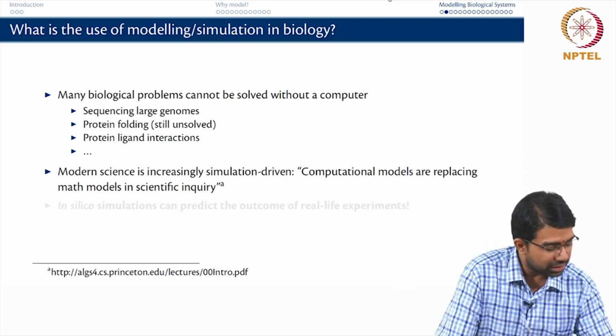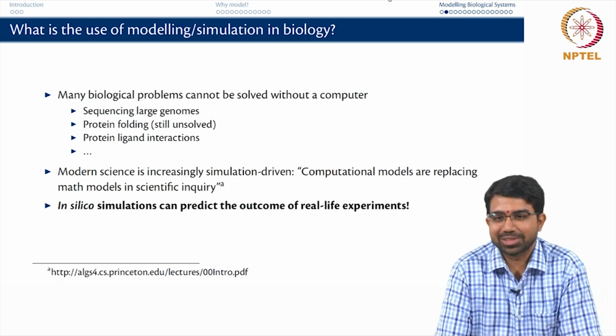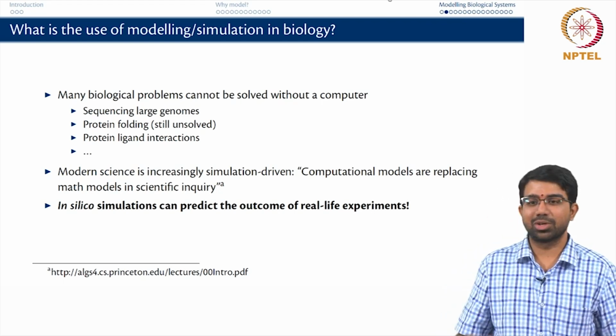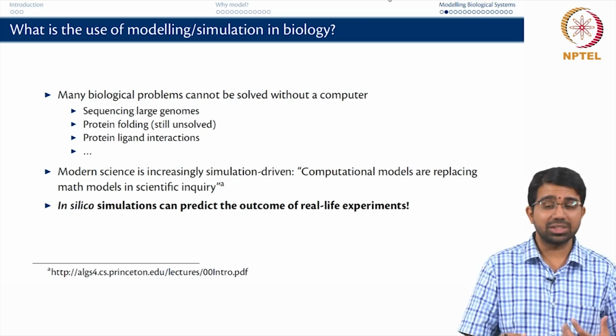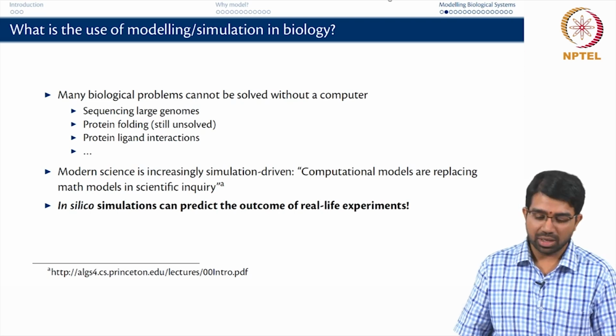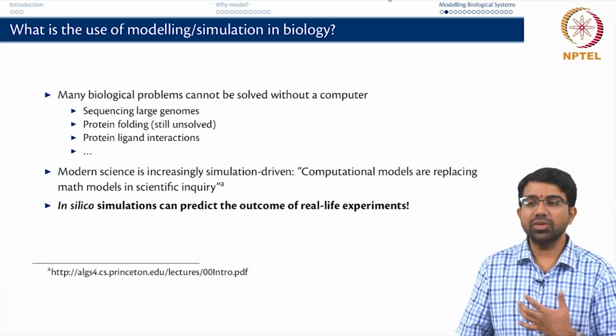And many of these in silico simulations can actually predict the outcome of real life experiments, which is the only reason you will do these simulations, right? If the simulations aren't going to be very predictive, they are not going to be useful. So, many of these simulations can accurately predict real world situations, therefore, you can use these models as a substitute, right. And there are different kinds of models.